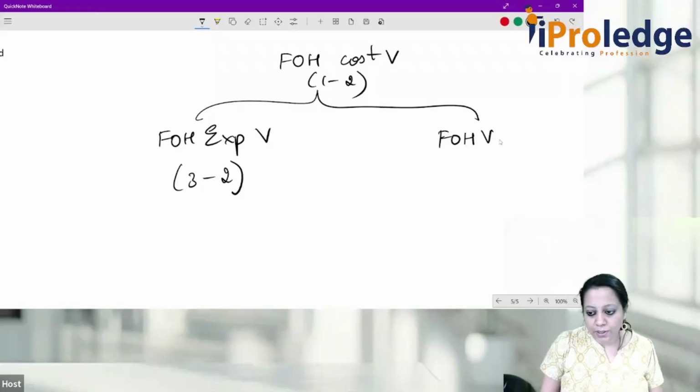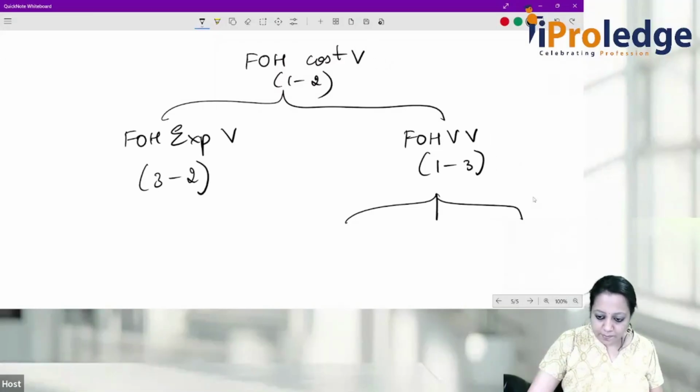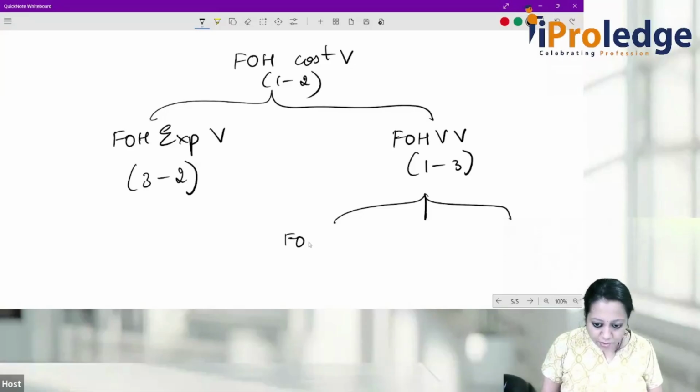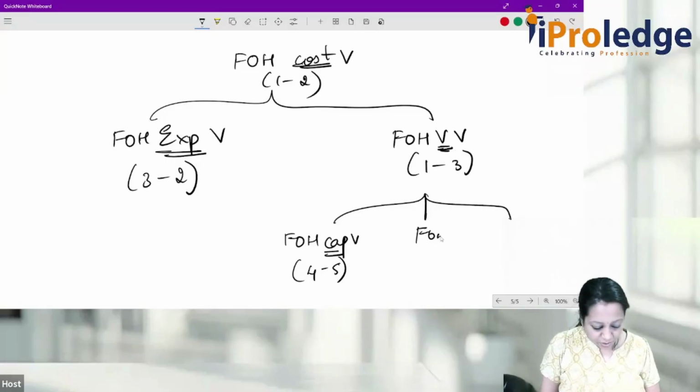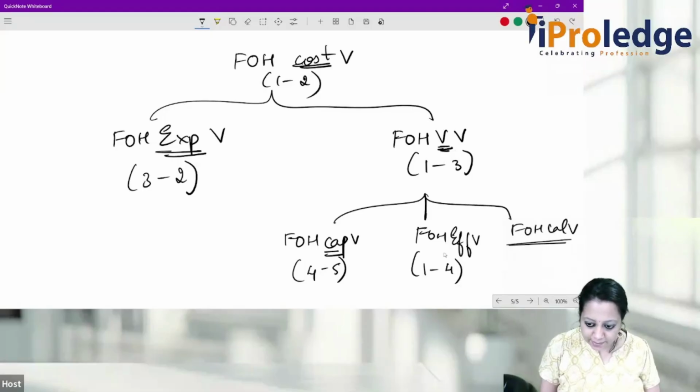Fixed overhead volume variance. This is 1 minus 3. Fixed overhead capacity variance, 4 minus 3, volume, dear. Volume. Cost, expenditure, volume, capacity. Fixed overhead efficiency variance, 1 minus 4. Fixed overhead calendar variance, that is 5 minus 3.